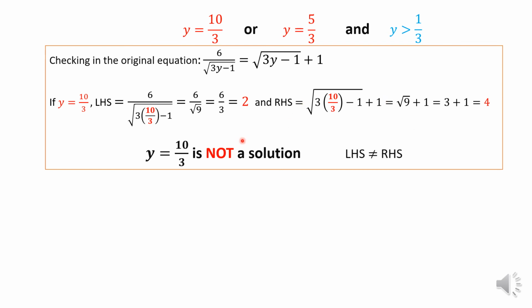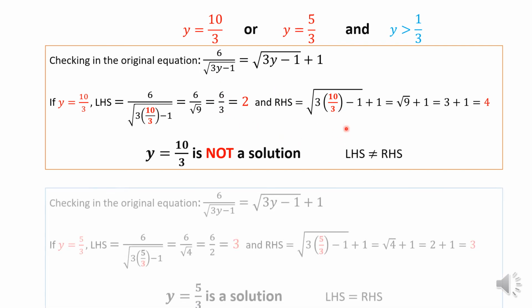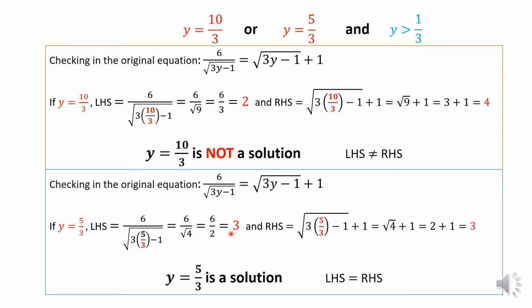So I was checking y equals to 10 over 3 on the left. Once you put it on the left, you get a 2 as an answer. But you put it on the right hand side, you get a 4 as an answer. So y equals to 10 over 3 is not a solution for this equation. What about y equals to 5 over 3? Well, I've got the answer. When I do it on the left, I get a 3 as an output. When I put it on the right hand side of the equation, I get a 3 as an output as well. Guess what then? Yes, y equals 5 over 3 is a solution to this equation, as the left hand side is equal to the right hand side.